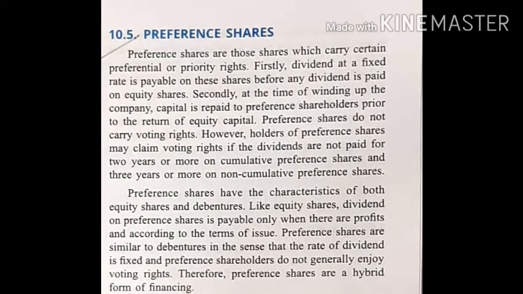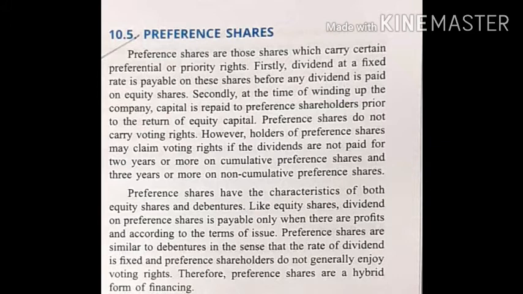Next, I move on to the preference share. Preference shares are those which carry certain priority rights. First, dividend at a fixed rate is payable on these shares before any dividend is paid on equity shares. Second, at the time of winding up of the company, capital is repaid to preference shareholders prior to the return of equity capital. That is why the name given is preference, because the first preference goes to preference shareholders.